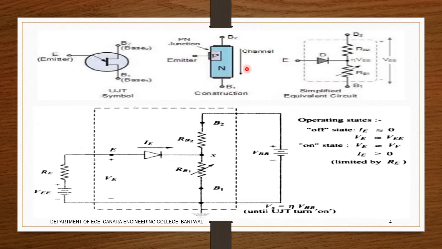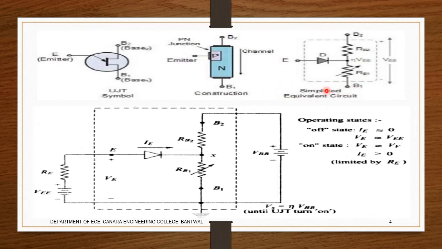Looking at this, we can write a simplified equivalent circuit. You can see here a diode placed at this junction, with B2 and B1, and this is E. Between the emitter junction and the bases B1 and B2, we have RB1 and RB2. Here RB1 acts as a variable resistance, and this is RB2. The power supply given to the bases B1 and B2 we call VBB.